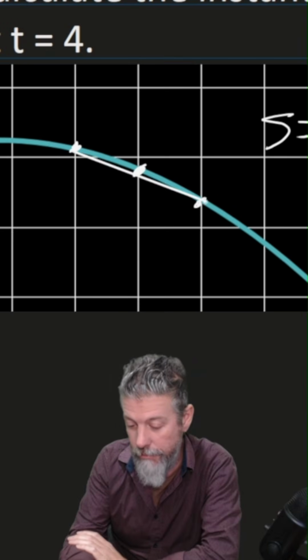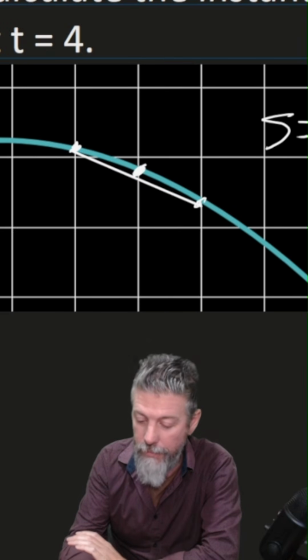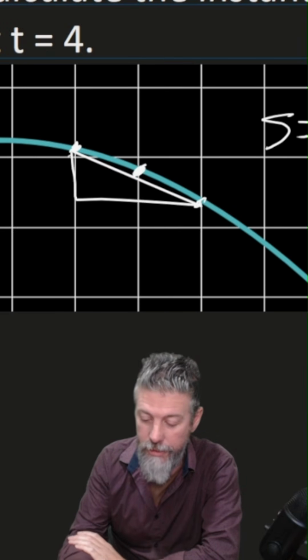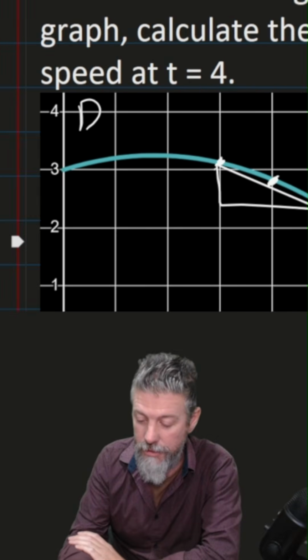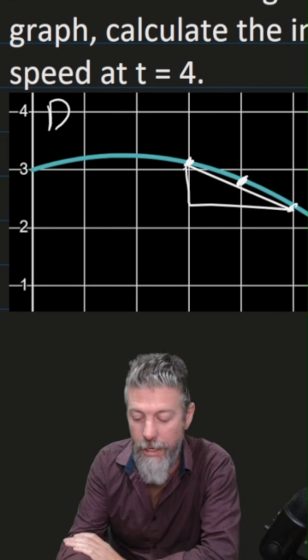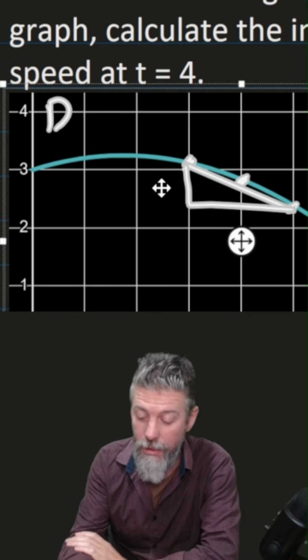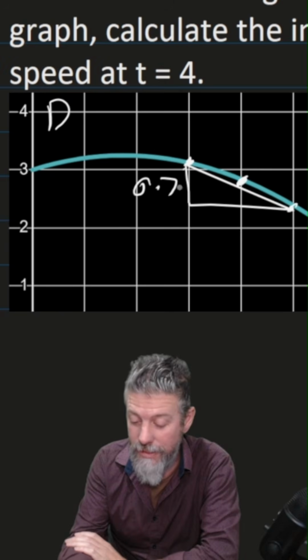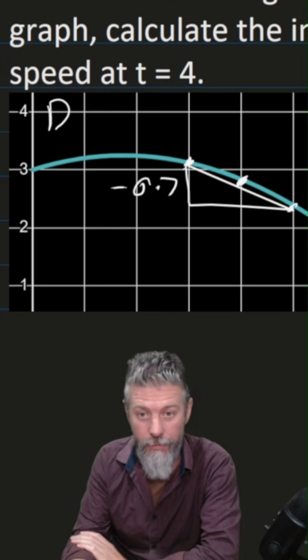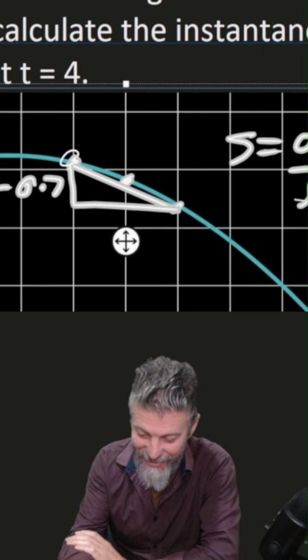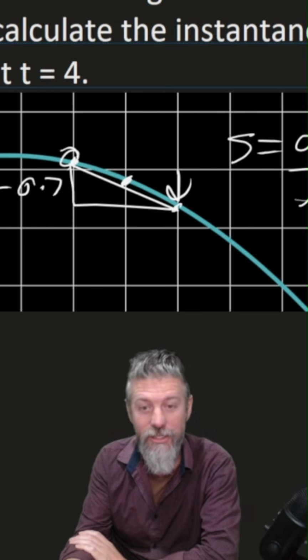And I draw a line between the two. And then from that, I can draw my triangle. And I can say, how much is it rising? Well, we're going from about 3.1 down to 2.4. This is about 0.7, but we're dropping. We're going from up there to up here to down here, so it's a negative.